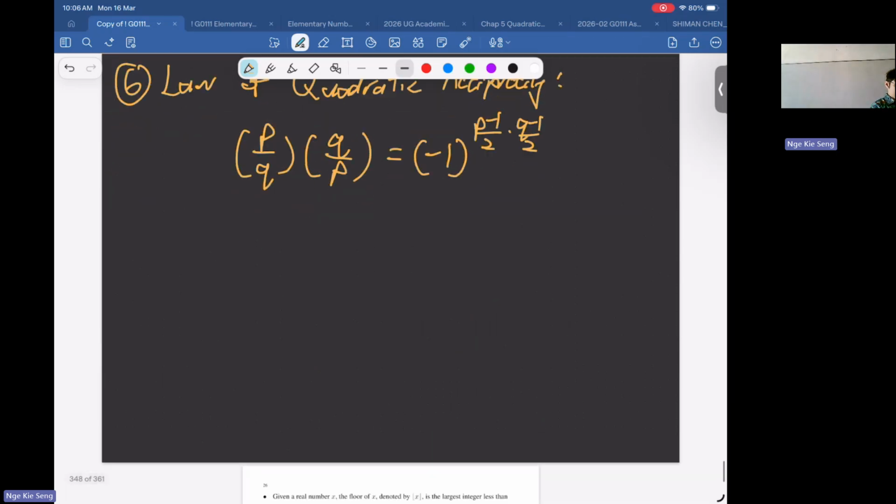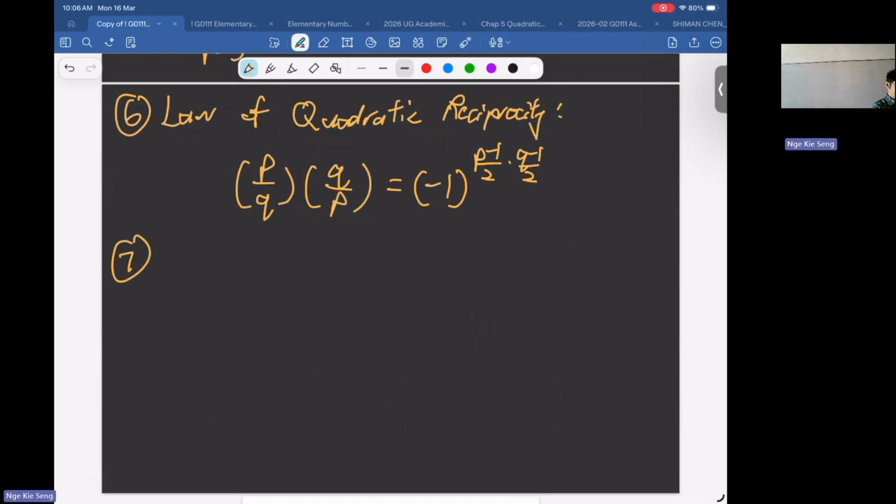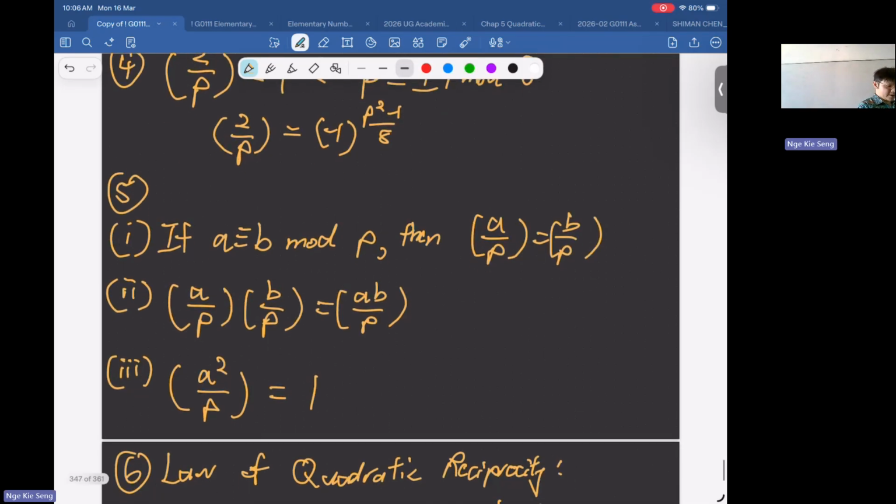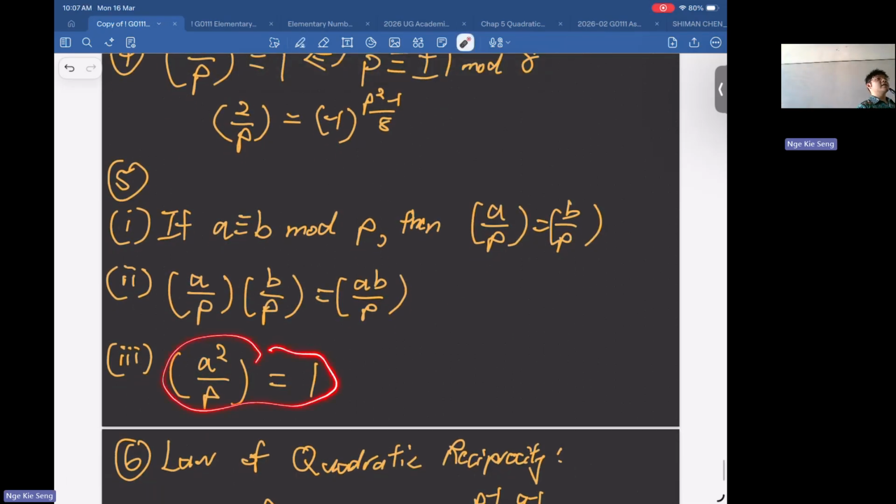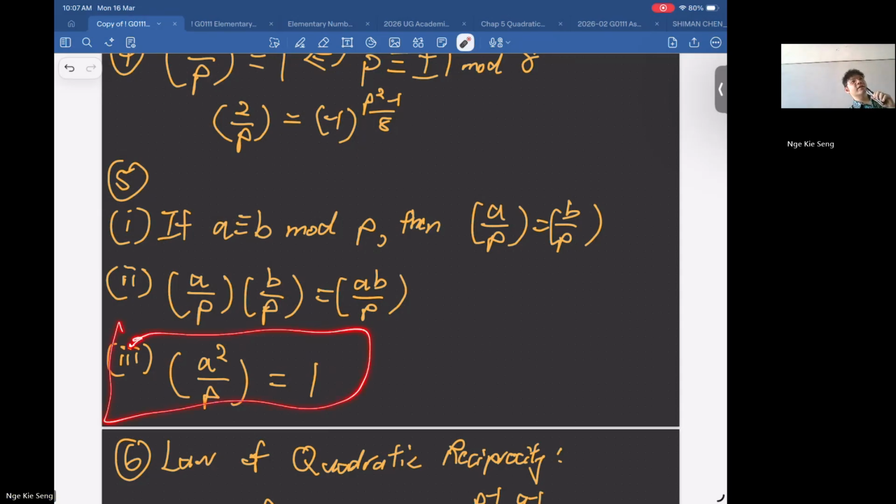Okay, so over the weekend, Sihan, I'm not sure I understand your problem right or not. Are you asking why 1 is always a quadratic residue, or any square? You mean this one? Any square? Yeah, so basically you're asking why this is true.